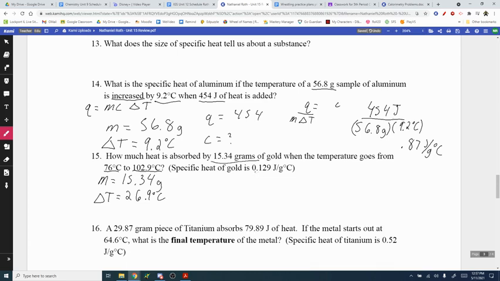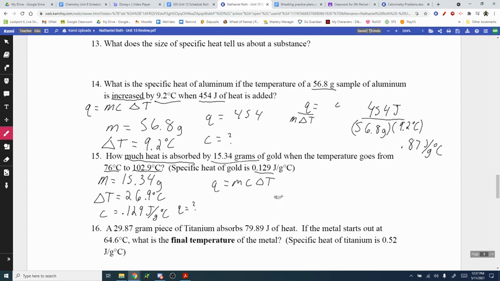Okay, so that's our delta T. And then our C is 0.129 joules per grams degrees Celsius. Okay, so now our equation. Q equals mc delta T. What we are looking for is how much heat is absorbed, so that's Q. So we don't have to rearrange anything. We just plug it in.